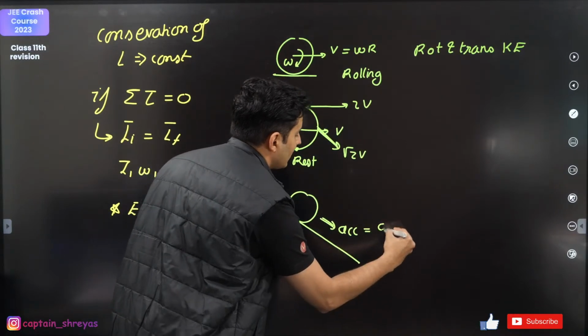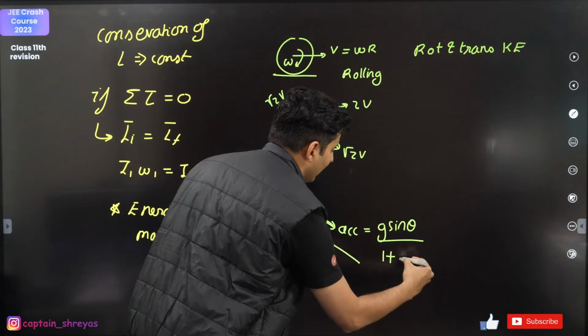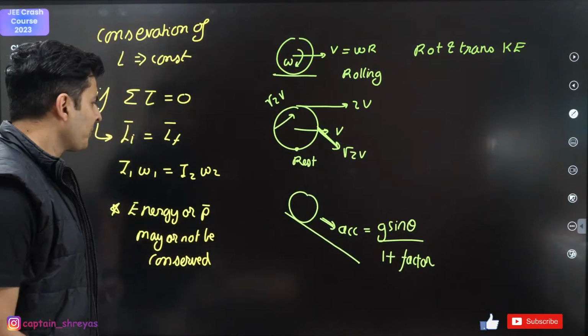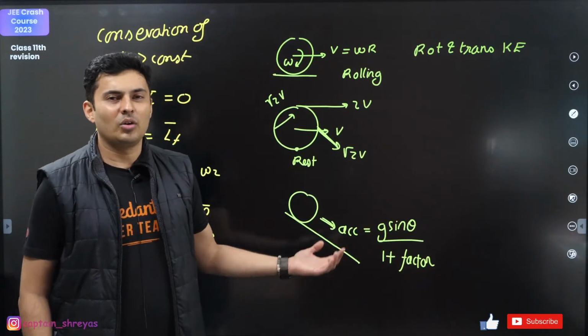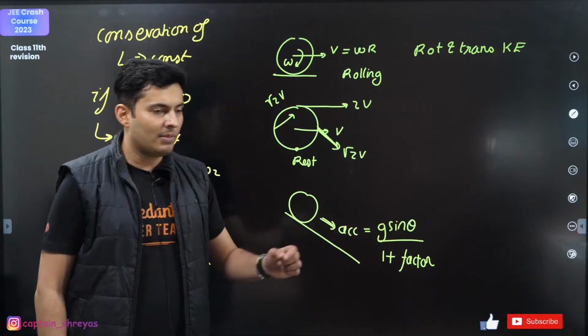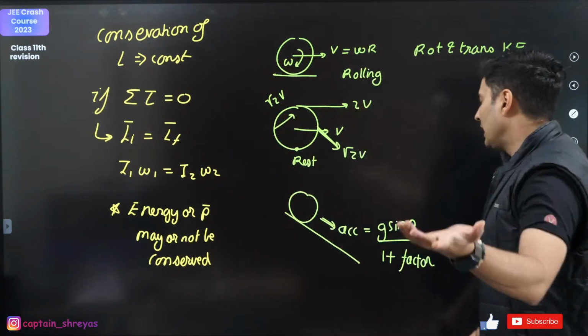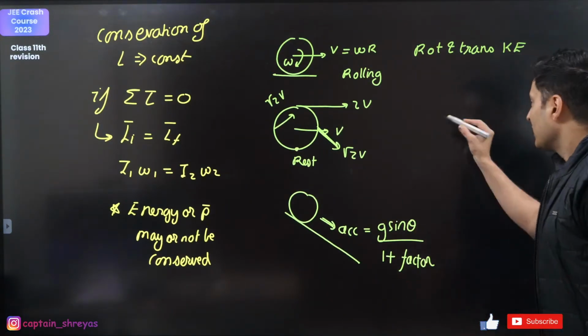That acceleration is given by g sine theta upon 1 plus the factor which comes in the formula of moment of inertia. A lot of people do not remember it this way. They try to mug it up in complicated manners like I by mr square or k square by r square and all of that. I do not like that so much. I like the word factor a lot, because think about it.